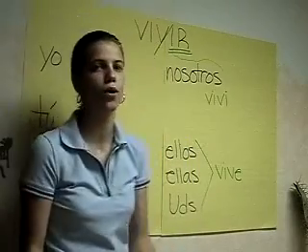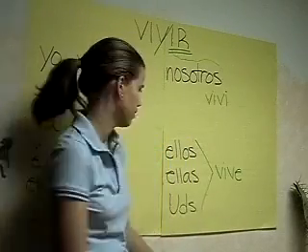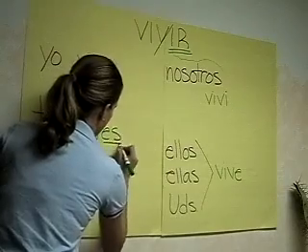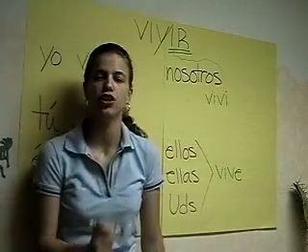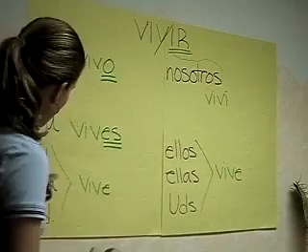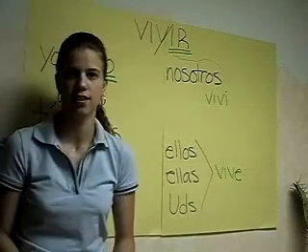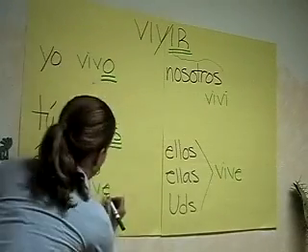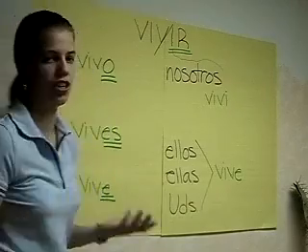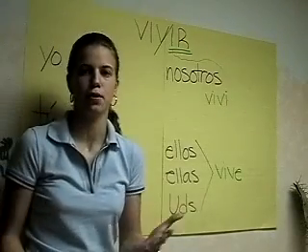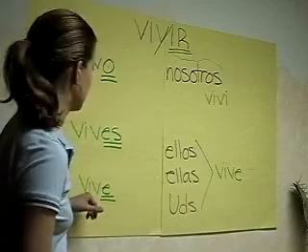So for the tú form, what do we add? An S. Muy bien. So the tú form is tú vives, you live. Now, for the él, ella, usted form, do we add anything? No. Muy bien. Leave it as it is. This stays just as it is. Él vive, ella vive, usted vive. Exactly the same as it is.